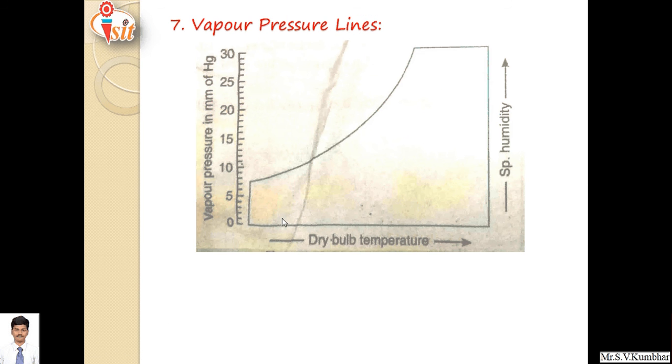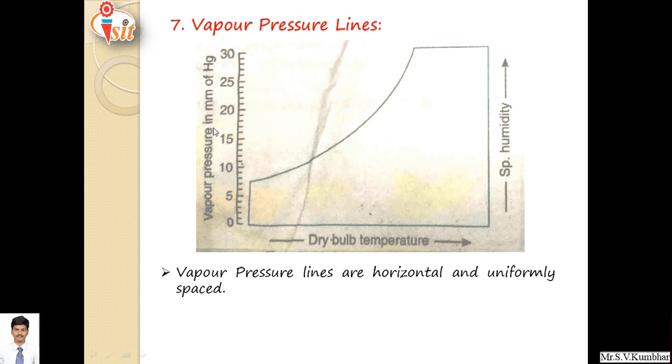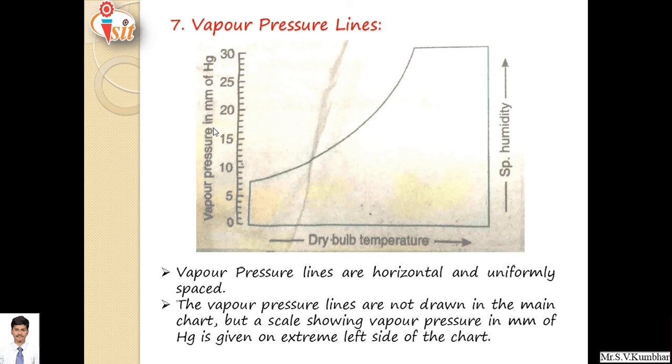Vapor pressure lines. Vapor pressure lines are generally drawn outside the psychrometric chart. They represent vapor pressure in mm of Hg. The vapor pressure lines are horizontal and uniformly spaced. They are not drawn in the main chart, but a scale showing vapor pressure in mm of Hg is given on the extreme left side of the chart.